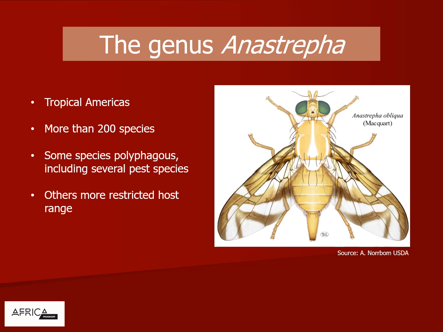Previously, the papaya fruit fly was placed in a separate genus called Toxotrypana. It was called Toxotrypana curvicauda. Recent studies showed that this and related species belong to the genus Anastrepha.